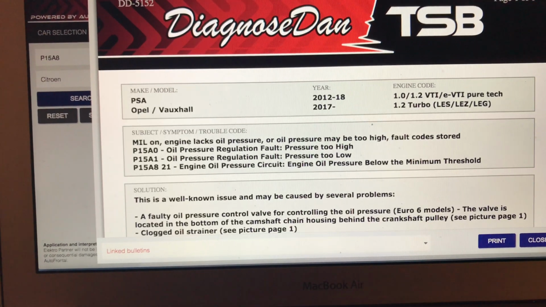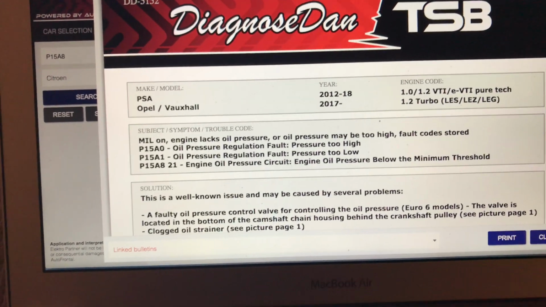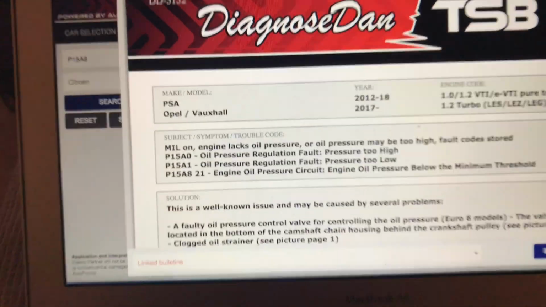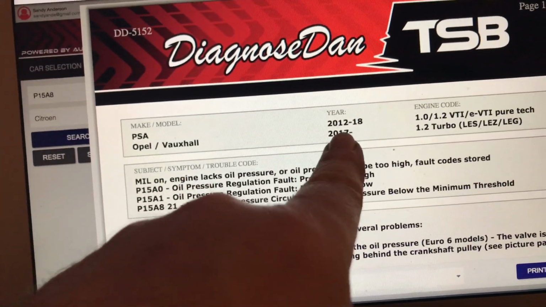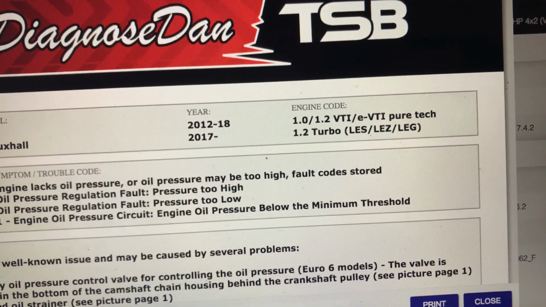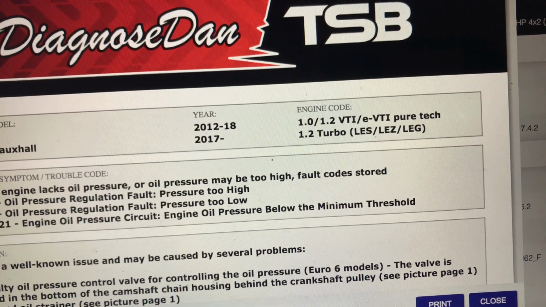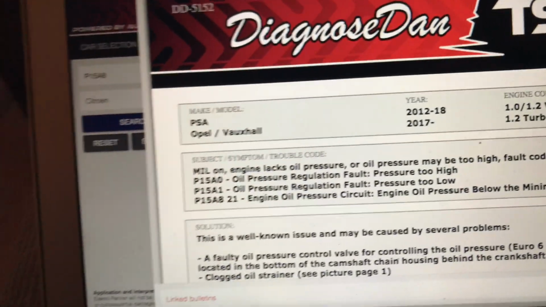Here's what I should have done earlier on, apart from wasting time and putting the wrong information into the scan tool. Should have got some help here. So here we go, Diagnosed Dan TSB. So it says PSA 2012 to 2018, and it covers the 1 litre, the 1.2, well, that's what I think we've got, the 1.2, and the EVTI Pure Tech. It also covers volts, so it says.